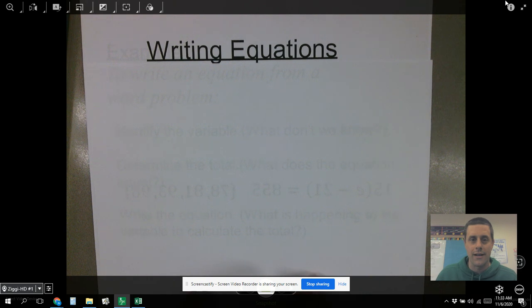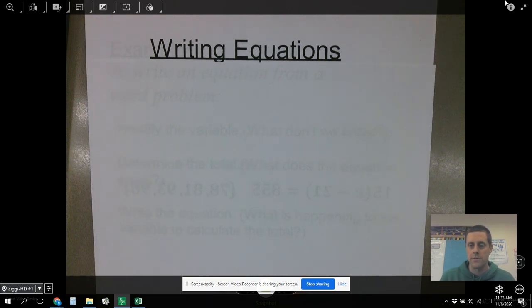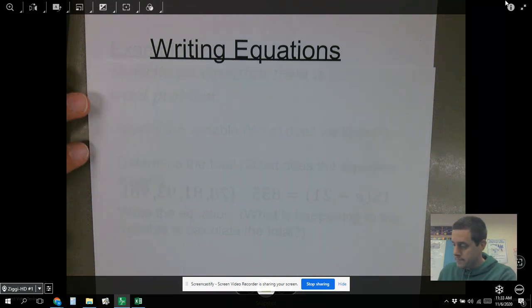You see it on the screen. It is time to write some equations. Now, writing an equation from a situation is a three-step process. Let's talk about those steps first, and then we'll put them into practice.